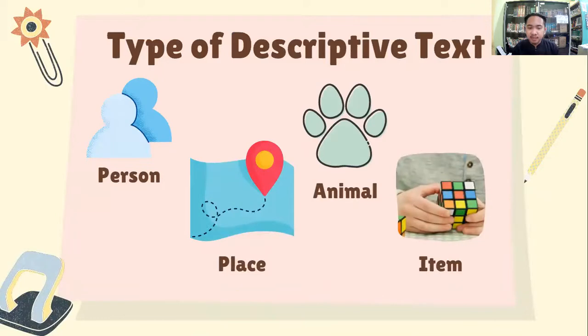Types of descriptive text. Number 1 is a person. Jadi deskripsi teks itu ada tentang person. Number 2 is place, tempat, and animal, hewan, and item, or things, benda-benda. Now let's move to the next slide.